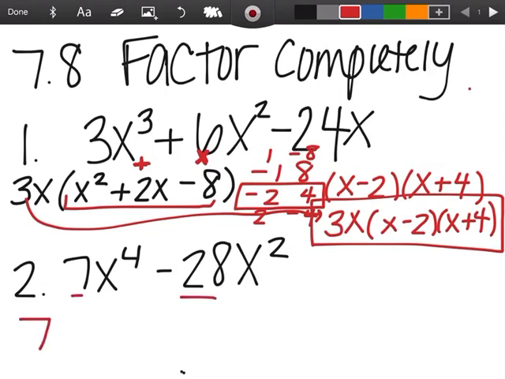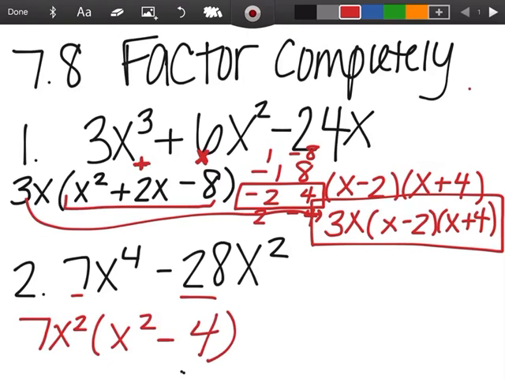Well, between 7 and 28, I can factor out a 7. And then between x to the 4th and x squared, I can factor out an x squared. So in the first term, if I take out 2 of the x's, I'm left with x squared. And then in the second term, 28 divided by 7 is 4, and the x's cancel.